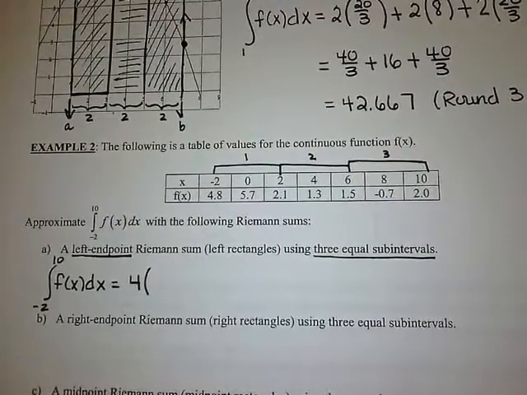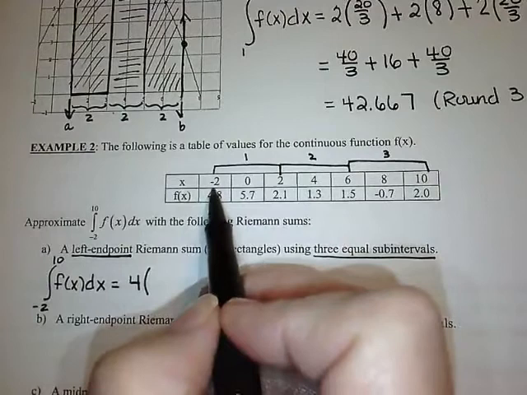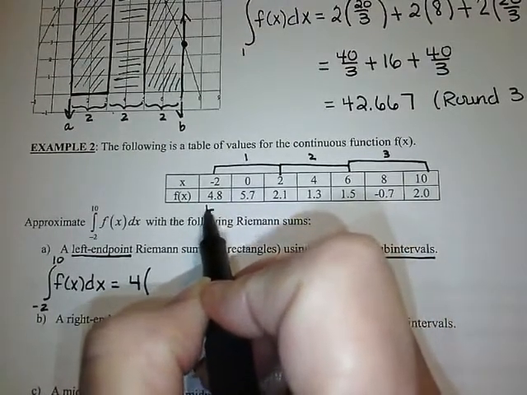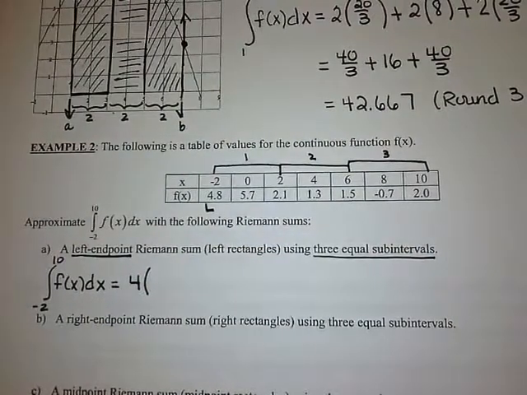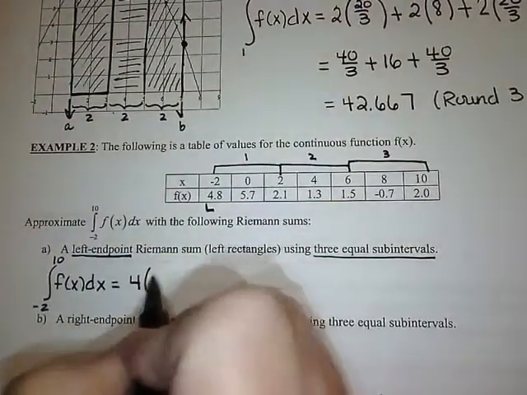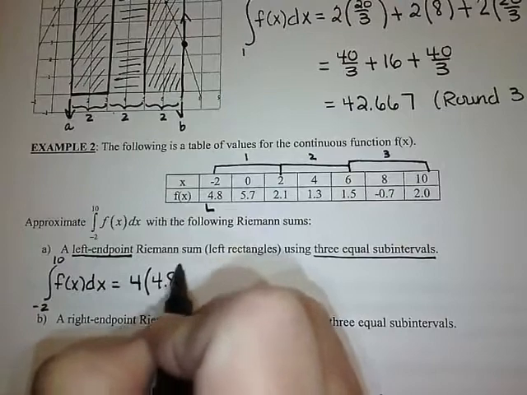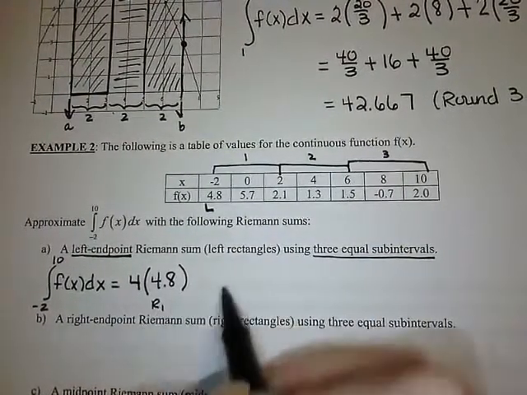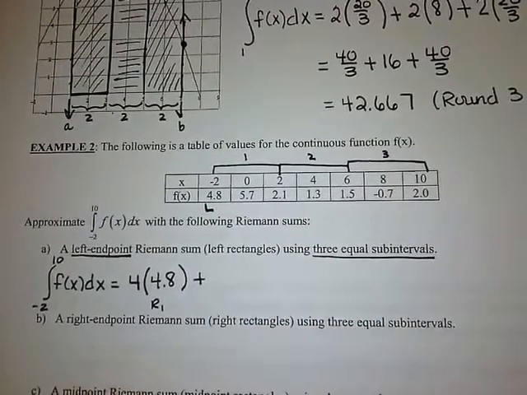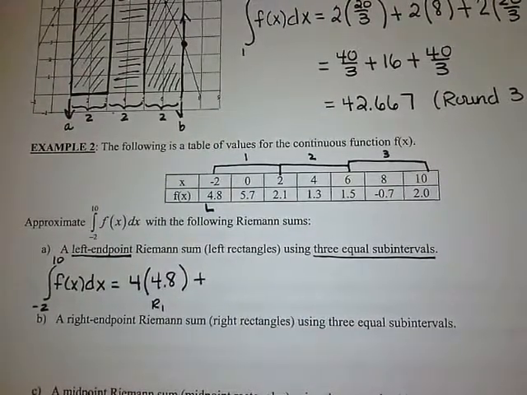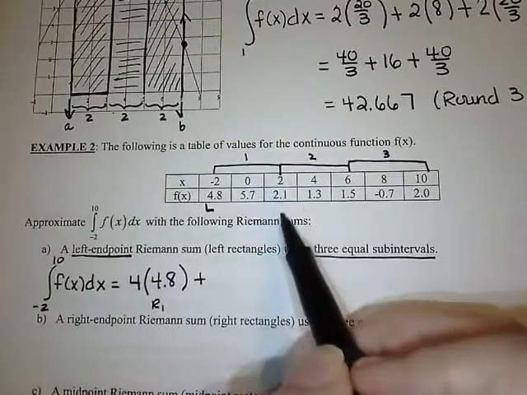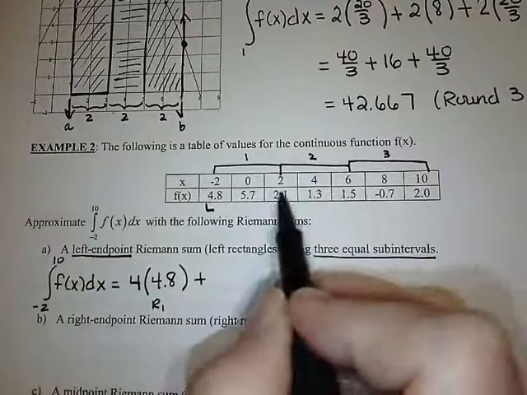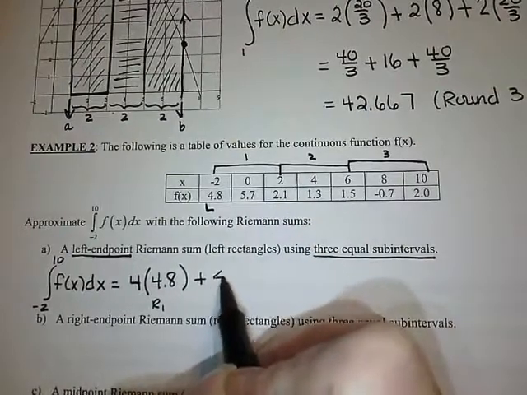So the left-hand side of my rectangle, it's going to connect at -2. So that means that this is going to be my first value, my f of -2, 4.8. So I'm going to put 4.8. Okay, so that's rectangle number 1, right? So then I have to add in rectangle number 2. So rectangle number 2 is going to go from 2 to 6 right here. So it still has a base of 4, okay?